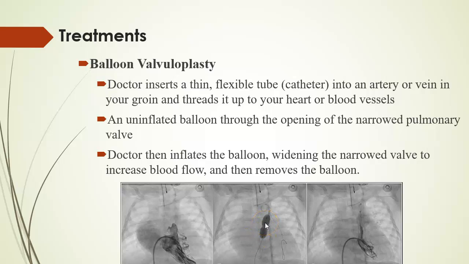Inflate that balloon through the opening of the pulmonary valve to kind of stretch it open. And when that happens, you can see in picture C here, they inflate the balloon, it widens the valve to increase that blood flow, kind of help open those perforations of those cusps, and then they take the balloon out through the catheter, and then they eventually take the catheter back out.